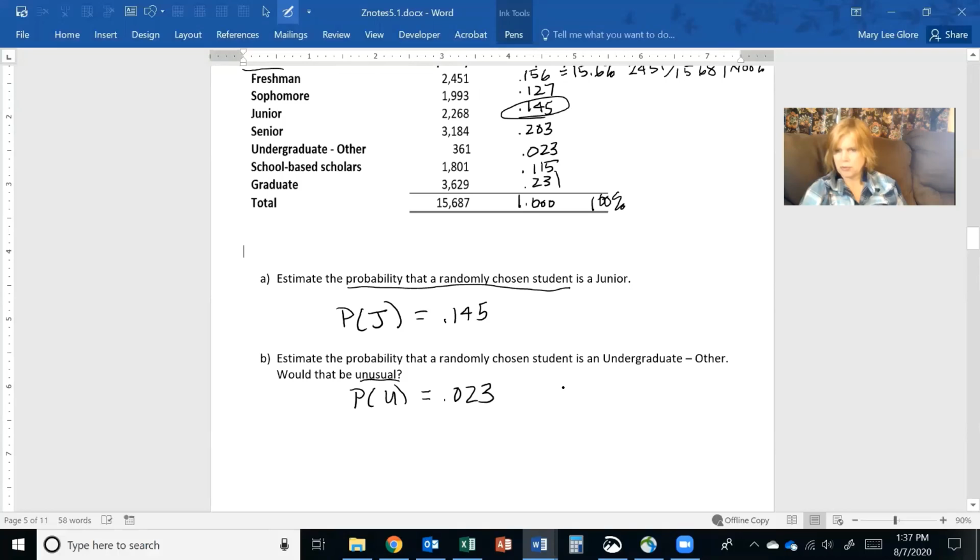All right, so remember what unusual means? Unusual means that the probability is close to 0. It's a small probability. Specifically in statistics, which we're not really doing right now, we're doing probability, but in statistics, it's unusual if the probability is less than 0.05. So 0.023 is less than 0.05, so the answer is yes. It would be unusual if I randomly chose a student that they would be an undergraduate other.